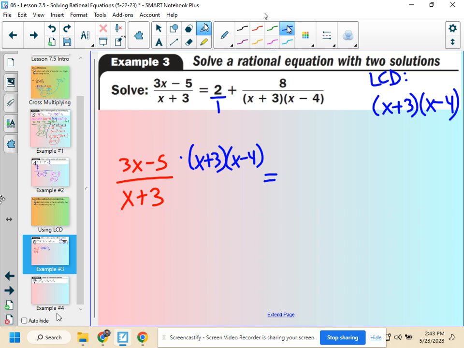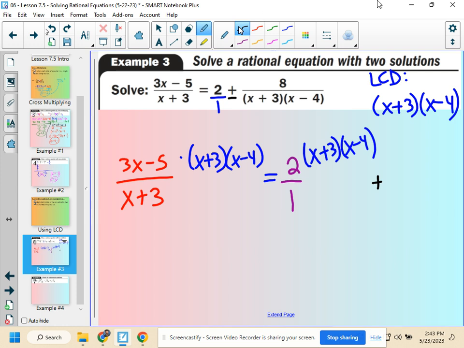And just for right now, I'm going to just set it up. I'm going to do the exact same thing with the 2. Right now it's 2 over 1. Great, fine, we can leave it like that. I'm going to multiply it. I'm worried about running out of space, so I'm going to write on it. I'm going to multiply that by (x plus 3) and the (x minus 4). Okay, I've got this plus.